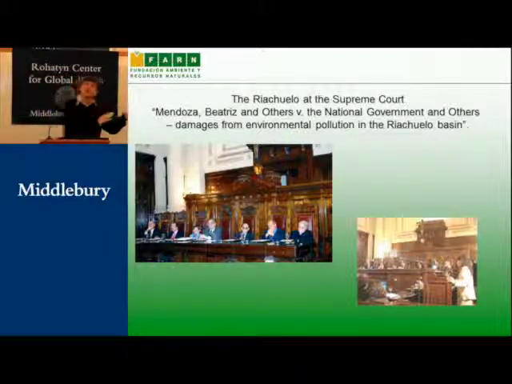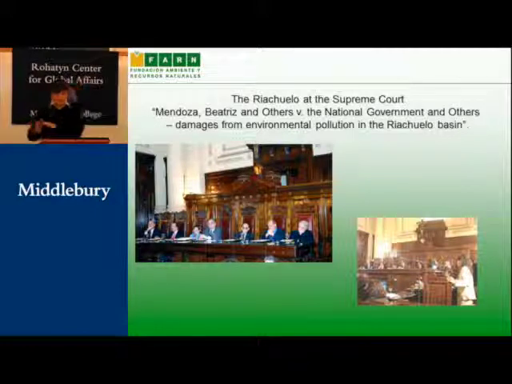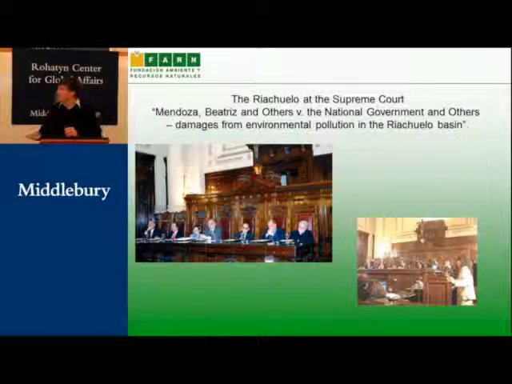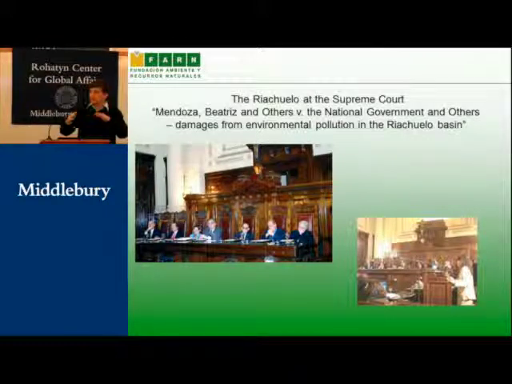They filed a claim for individual damage and collective environmental damage. The court, interestingly, took the collective environmental damage, which basically is a discussion about public policy, and sent the individual environmental damage, which is basically a liability case, to the ordinary courts. So suddenly the Supreme Court placed the issue of the Riachuelo on the main political agenda and at the center of attention of public opinion.